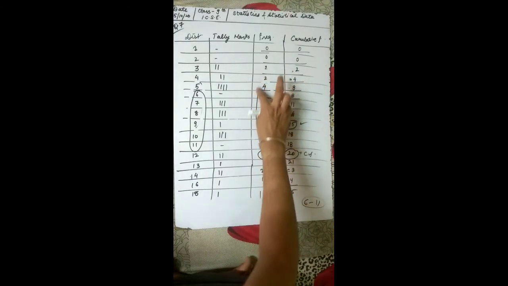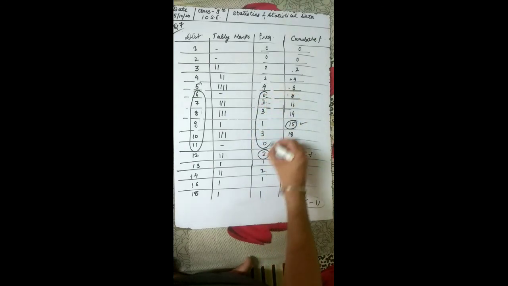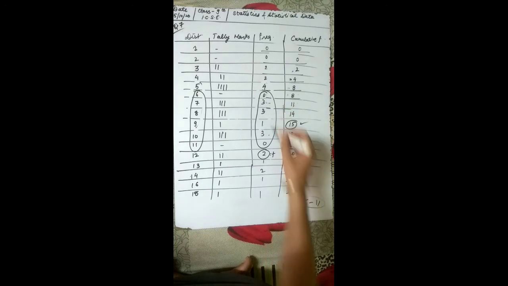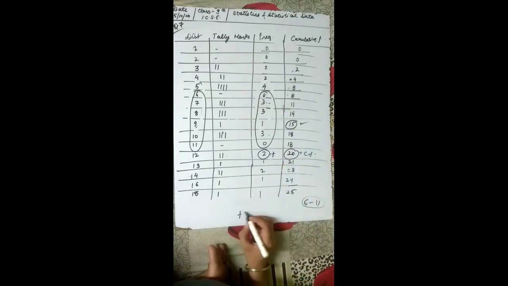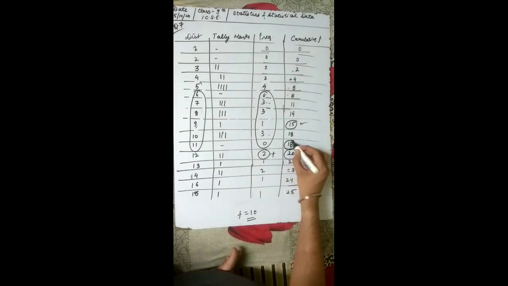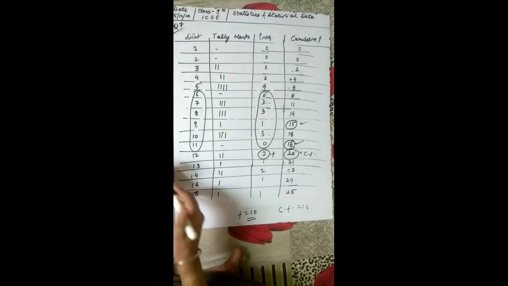Could you tell me what will be the frequency? Now we need to count this much. 3 plus 3, 6, 6 plus 3, 9, 9 plus 1, 10. So frequency is 10. And can you tell me the cumulative frequency? Cumulative frequency will be the last. So your CF is 18. So like this you have to see.